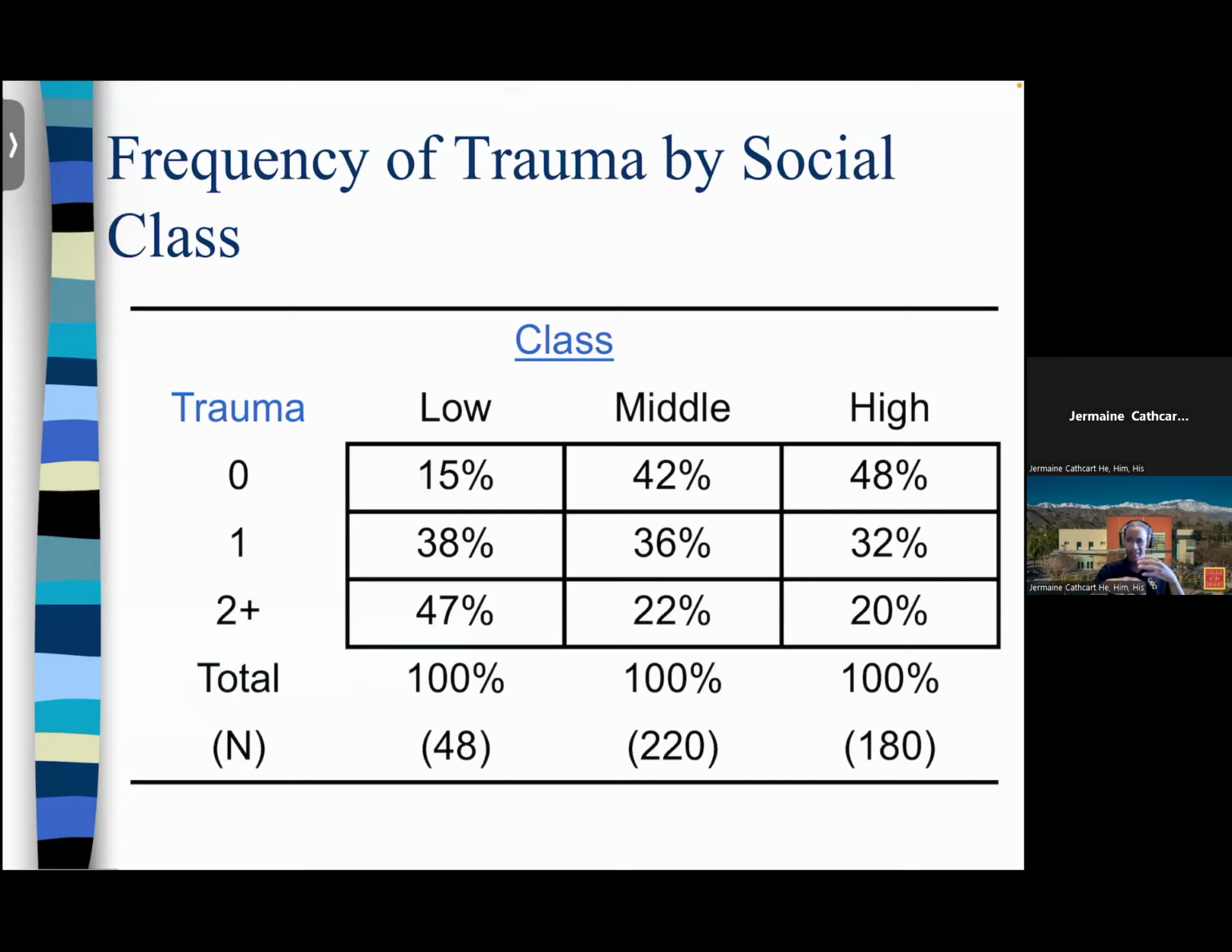So this is not real data, in case you're wondering. It's just textbooks giving this out as an example. But it illustrates a negative relationship. As your social class goes up, the number of traumas you experience throughout your lifetime goes down. And vice versa. As your social class goes down, the number of traumas you're going to experience throughout your life goes up.